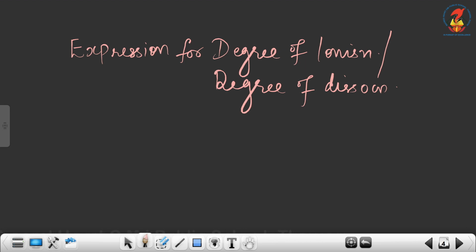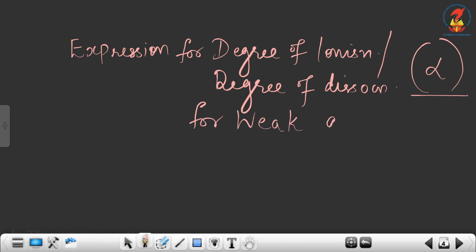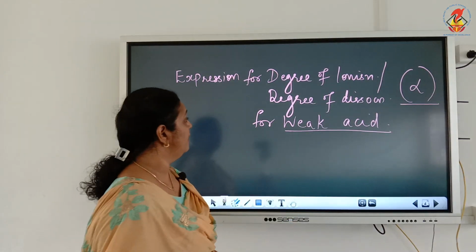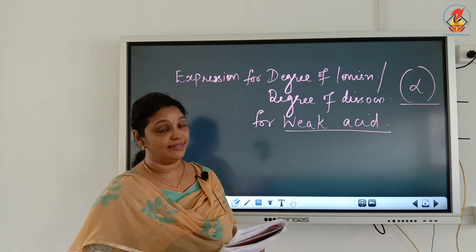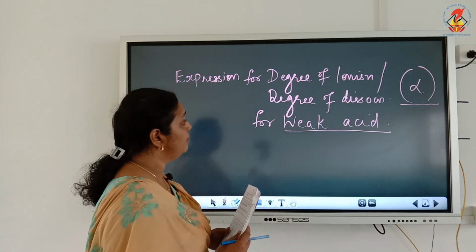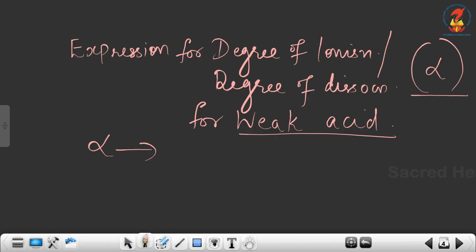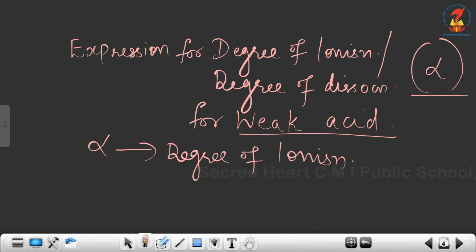And degree of ionization or degree of dissociation is denoted by alpha. Here also this is for weak electrolytes, and we are going to see it for weak acids. So we are going to find an expression for alpha for a weak acid. How will you define this alpha? Alpha denotes the degree of ionization, meaning the extent to which that electrolyte has ionized.